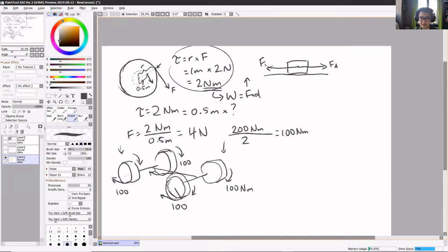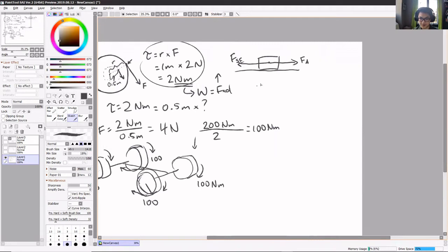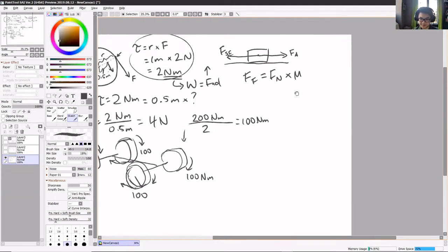This is F static friction. And this static friction force depends on a few things. The force of friction is equal to the normal force times the coefficient of static friction.